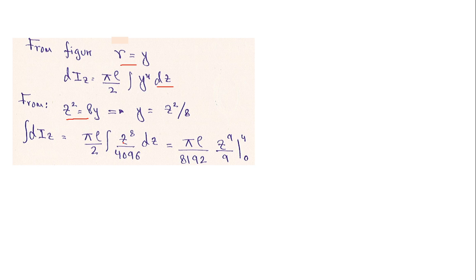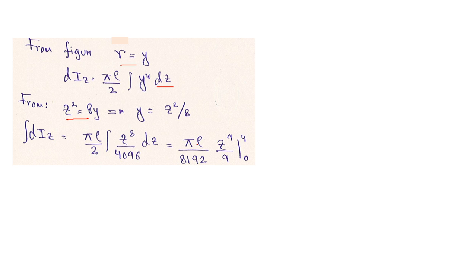So z square upon 8 to the power 4 will become z raised to power 8 divided by 4096, since 8 raised to power 4 is 4096, right? This 4096 is again a constant, and it can be taken out of the integration sign, and when it is multiplied with 2, it will become 8192.